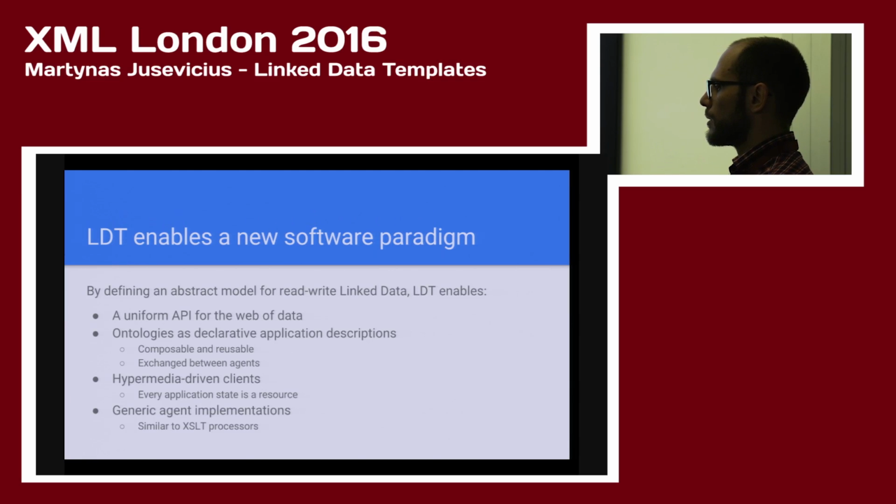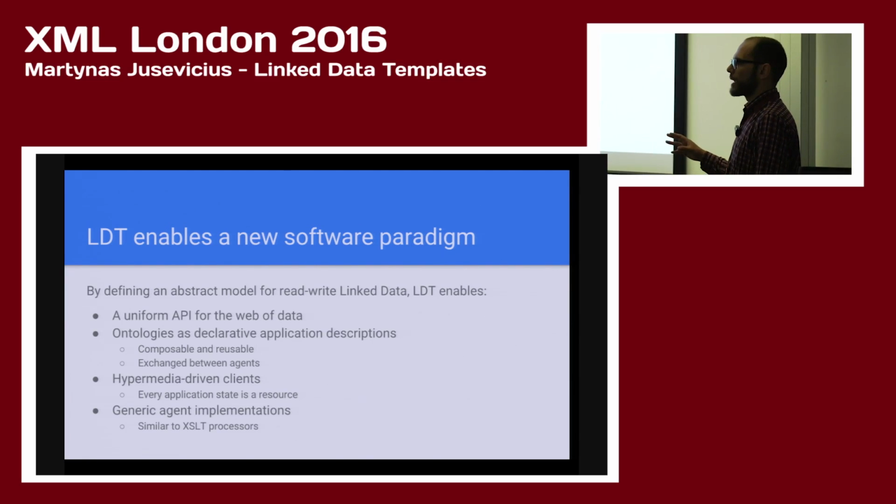And the processor or the application generates all the possible, meaningful states for the client to follow from the current state. So it means the client can be very thin. And the last point is that the client, and implementations in general, can become generic, just like XSLT processors are generic, because we take logic out of source code and put it into data, put it into ontologies. That's how we do it.